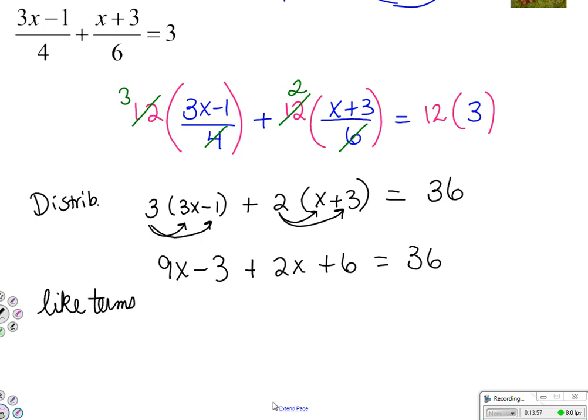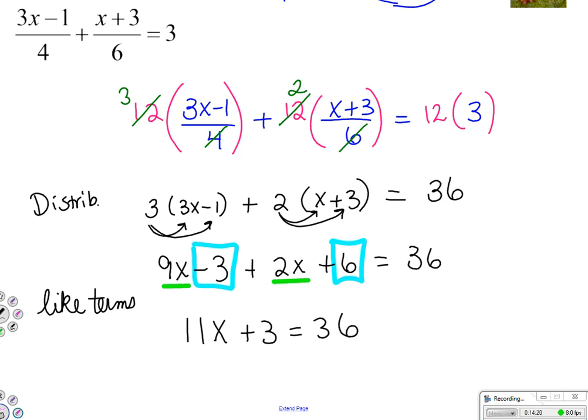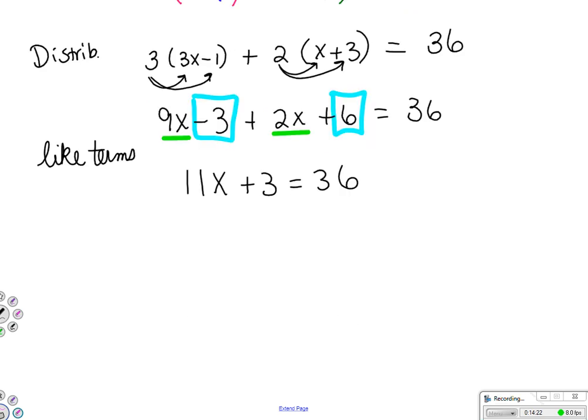So the x's can come together. I see an x here and an x there, so that's going to give me 11x. Now look for your number pieces. I've got a negative 3 and a positive 6, so that'll be a positive 3 equals 36. And now solve.